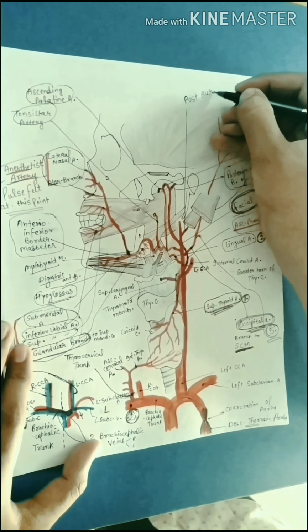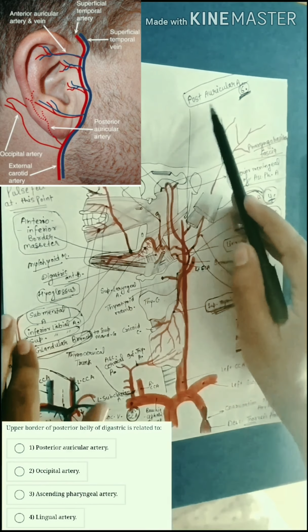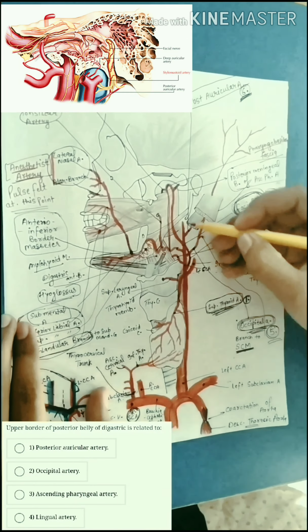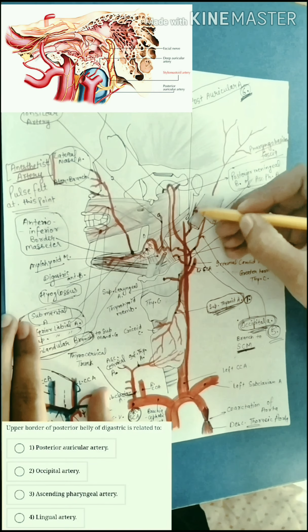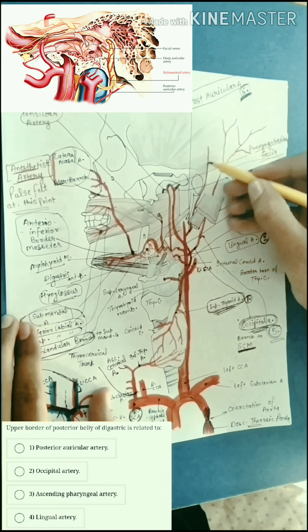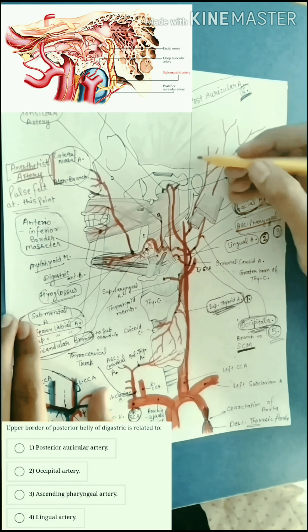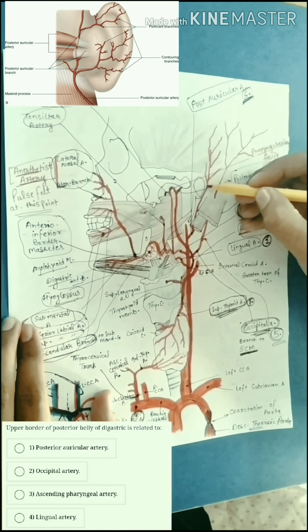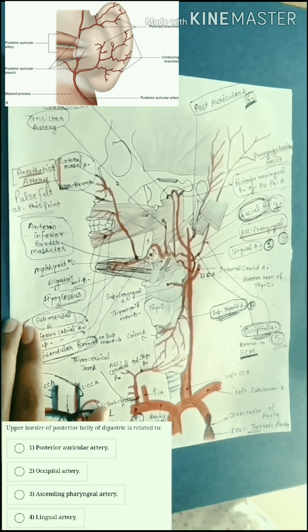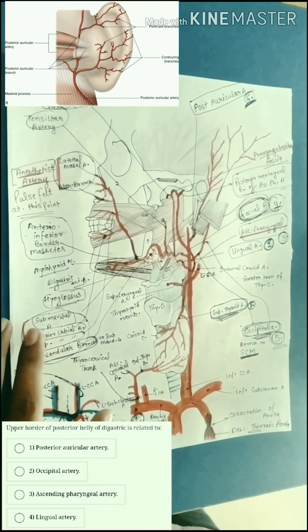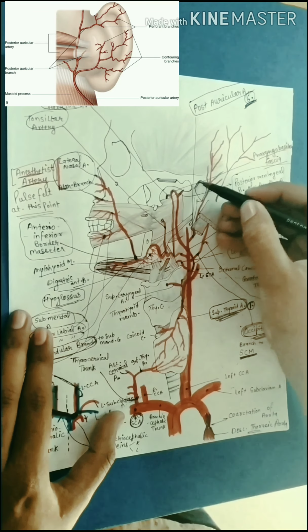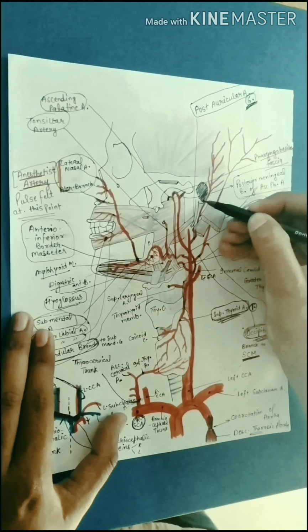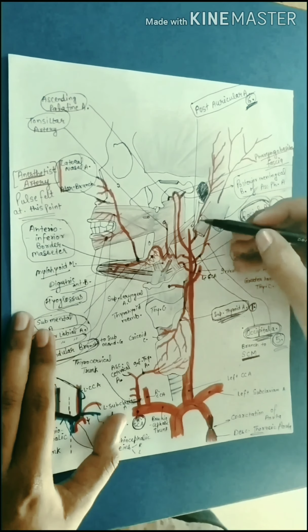It will supply the back of the auricle and the skin over the mastoid process. One of its branches will enter the stylomastoid foramen and give the stylomastoid branch, which will supply the middle ear, mastoid antrum, mastoid air cells, and of course the semicircular canals. So the middle ear, mastoid antrum, mastoid air cells, and semicircular canals are supplied by this posterior auricular artery, which I had made. So you have to learn this MCQ: the upper border of the posterior belly of the digastric is in strong relation with the posterior auricular.